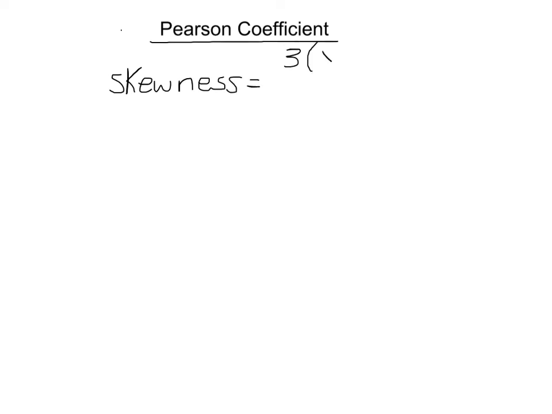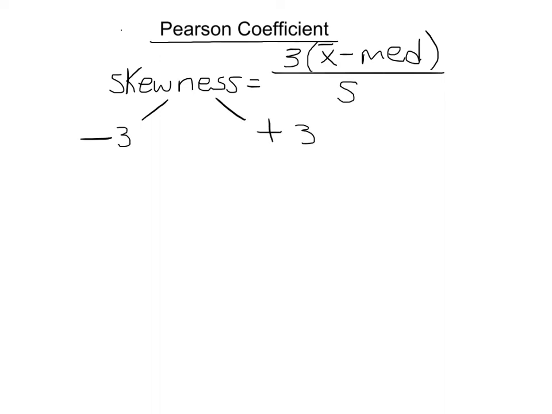It's going to be 3 times my mean minus my median. So we're looking at how much the mean and the median differ, because we know that if the mean is a lot higher than the median or a lot lower, that's when we're talking about skewed data. Triple that number and then divide by the standard deviation that we just got. Typically, this number is going to be somewhere between -3 and +3.